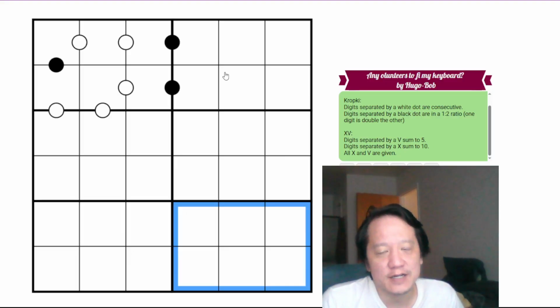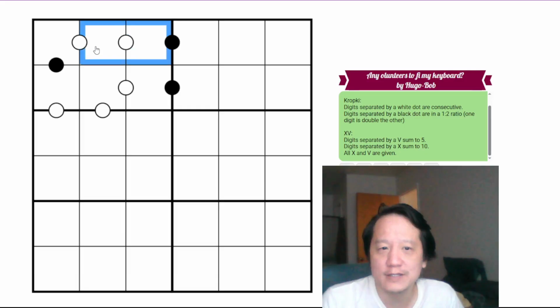We have Kropki dots, where digits separated by a white dot are consecutive, and digits separated by a black dot are in a 1:2 ratio. That is, one digit is double the other.